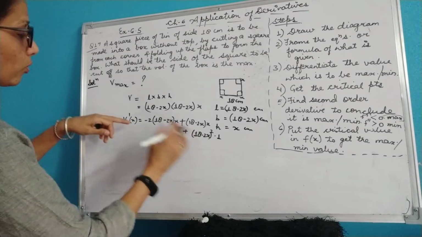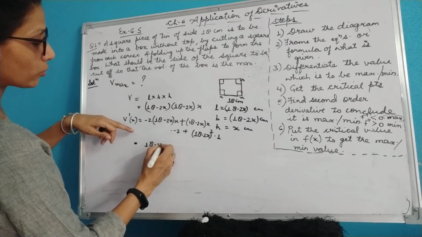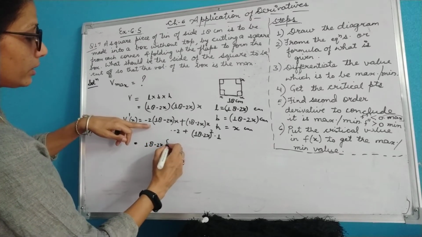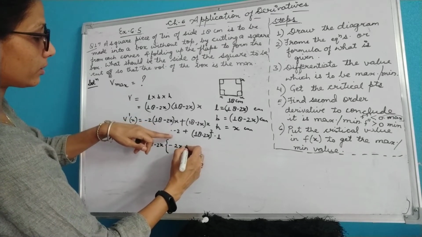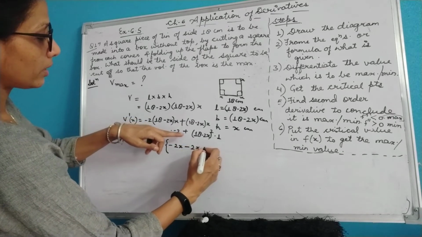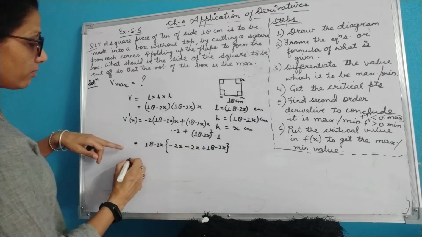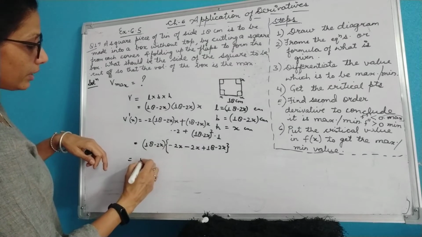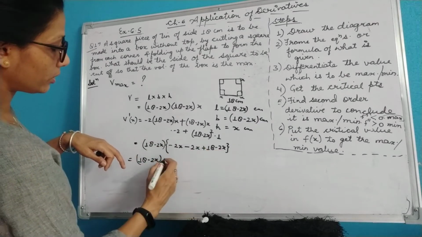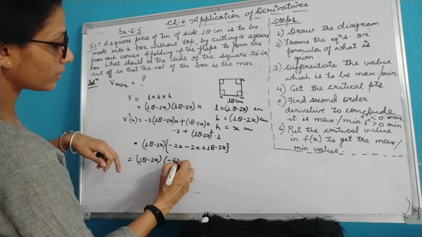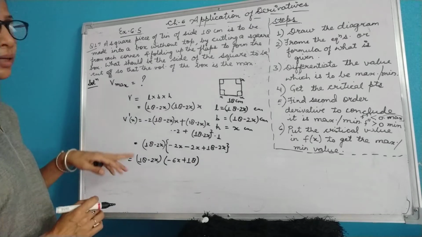Now open, or I can take 18 minus 2x common out of it, and internally I will get minus 2x plus, again minus 2x, and plus 18 minus 2x, which will give me 18 minus 2x into 18 minus 6x. So this is V dash x I am getting.